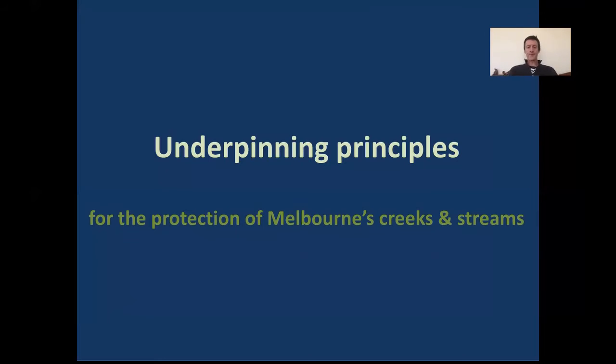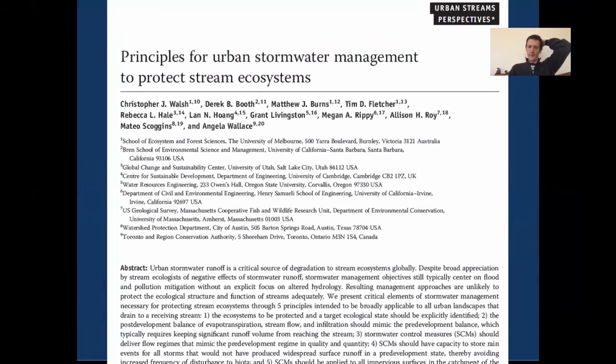So what are some of the underpinning principles we can try to keep in order to avoid those impacts? This comes from a paper led by Chris Walsh, with colleagues from the University of Melbourne's Waterway Ecosystem Research Group, where I come from, Matthew Burns and myself, as well as colleagues from other parts of the world, such as Derek Booth from Seattle, and other people with expertise in the same general area. We all got together and developed this set of principles for managing stormwater to protect stream ecosystems.